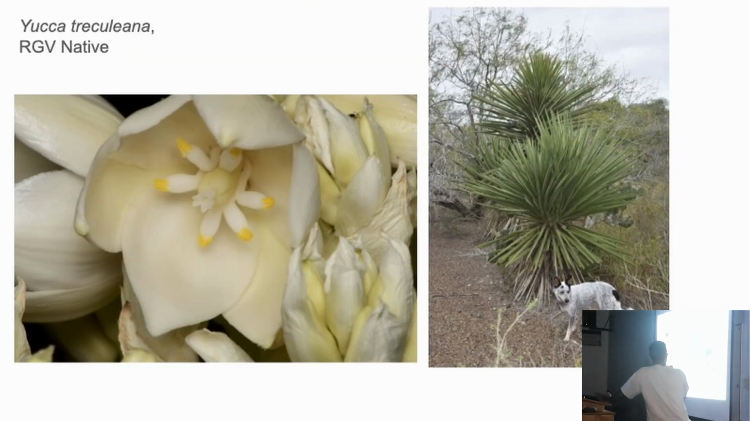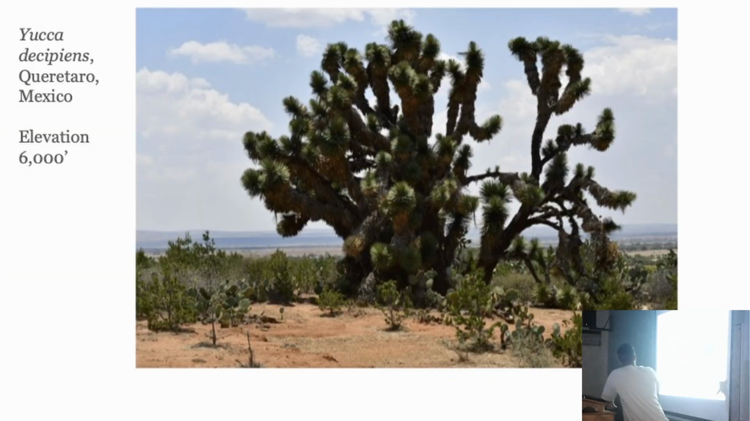Okay, Yucca treculeana, RGV native. Everybody knows this. Moth pollinated. It's one of the only active pollination systems where a moth actually takes a pollen grain and stuffs it in there and then oviposits too. So her larva will feed on some of the seeds, and in exchange, she's pollinating the plant.